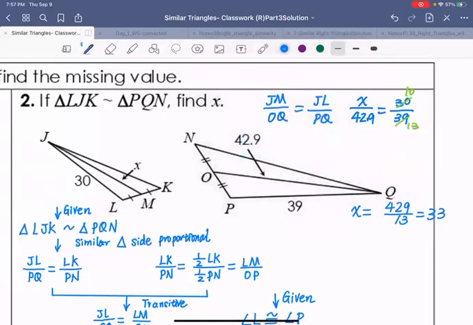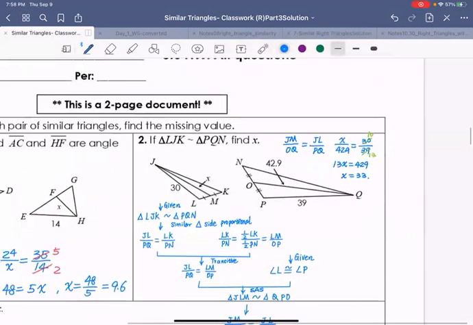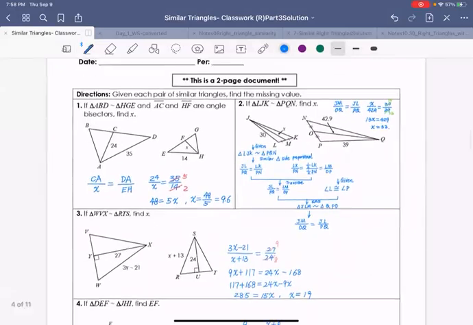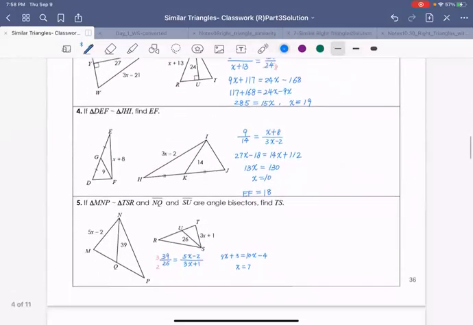13x equals 429. Do you know that number? 33. That's 33. Very good. You have number sense foundation. Next one.